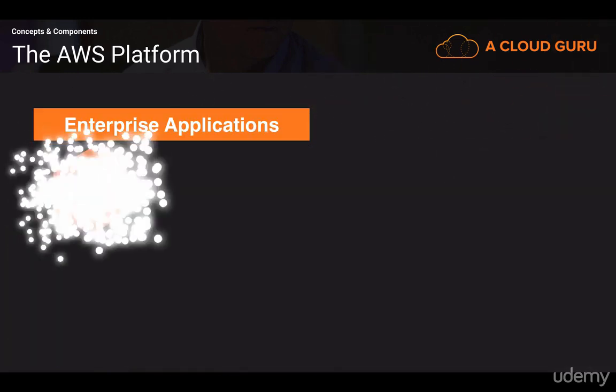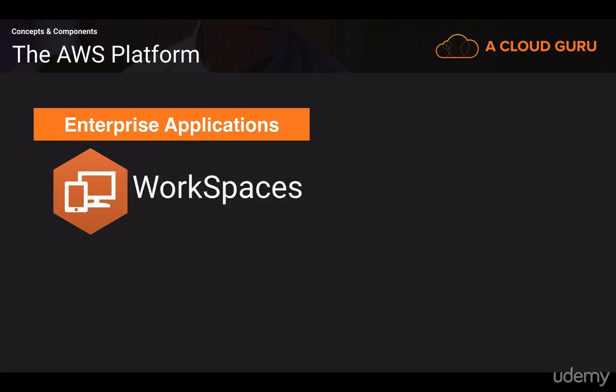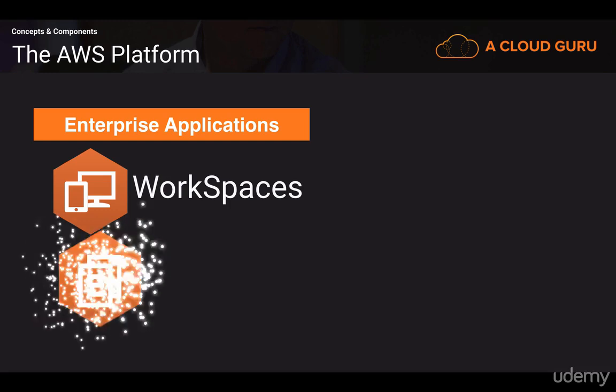Okay, so moving on to enterprise applications. Now, WorkSpaces is an interesting one. It has just started appearing in the exam, but at a very high level, so you just need to know what it is. WorkSpaces essentially is Amazon's version of VDI, so it's a virtual desktop in the cloud, so you can run Windows, for example. You can run Windows 7 using WorkSpaces.